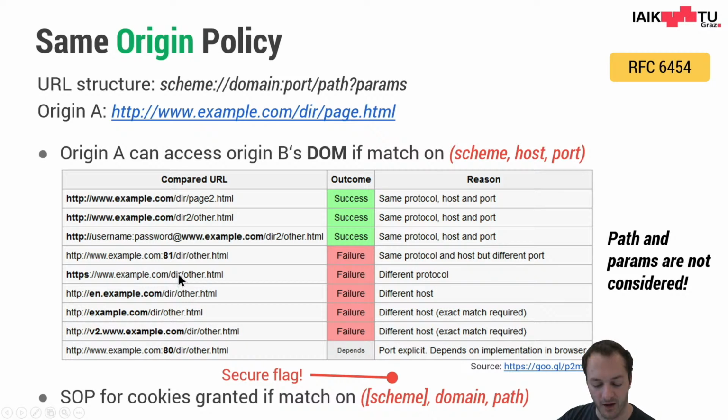On the other hand, if the port would differ, so like in this example, I think you can see my mouse, in this case it's port 81. It would differ from the regular one, like in origin A we have port 80. It would just differ, so it would be blocked by that. Or also if it's a subdomain, or if the domain does not explicitly match, like the www prefix is missing, or you just include another subdomain, then this would also block it.